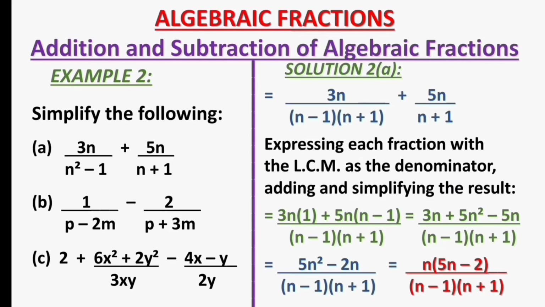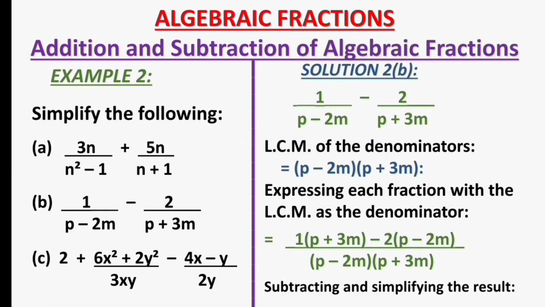Next, following the explanation in example 2a, can you subtract the algebraic fractions in example 2b? Let's see if you can. In example 2b, we are subtracting the algebraic fractions 1 over p minus 2m minus 2 over p plus 3m. The lowest common multiple of denominators is p minus 2m into p plus 3m. Expressing each fraction with the lowest common multiple as the denominator, we have 1 into p plus 3m minus 2 into p minus 2m divided by p minus 2m into p plus 3m.